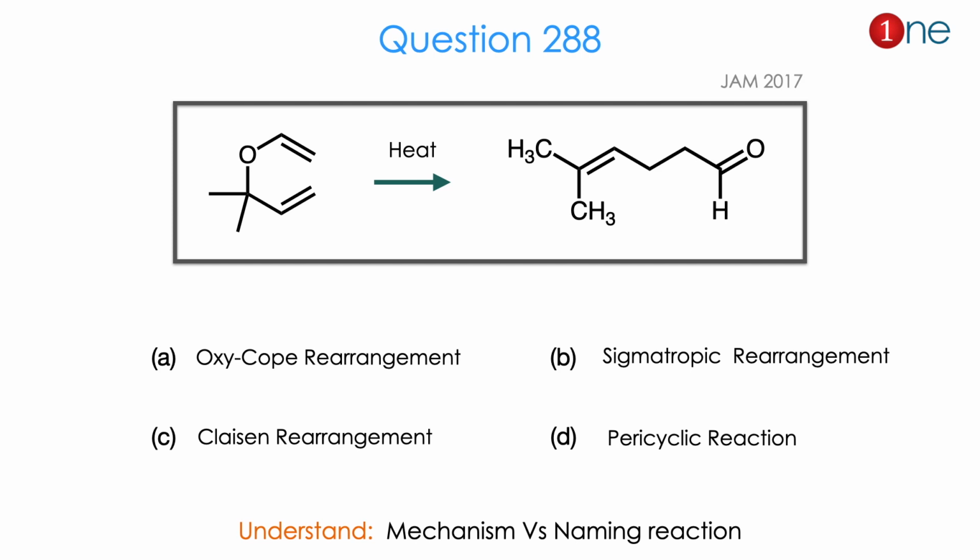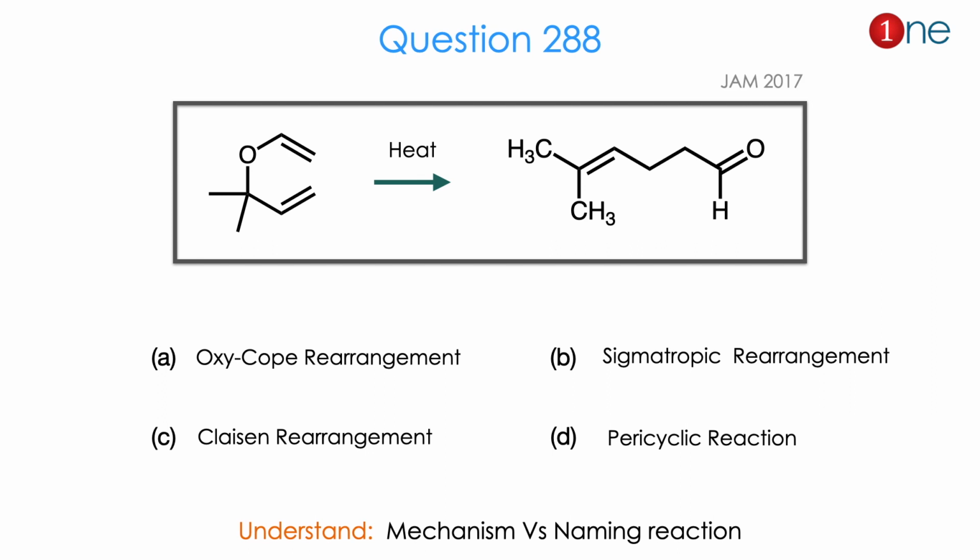Then let us look at the next question. They have given an ether which is attached with allyl on either side, but on one side the allyl is attached with a 2-methyl group. You are heating it up, and you get a linear chain compound which has a dimethyl group, an alkene and an aldehyde.